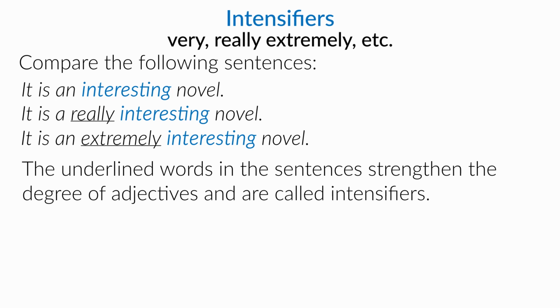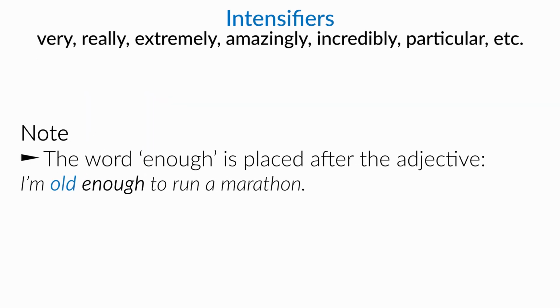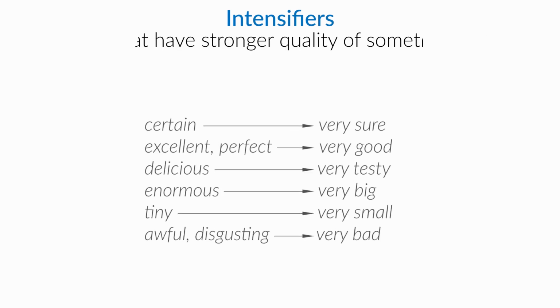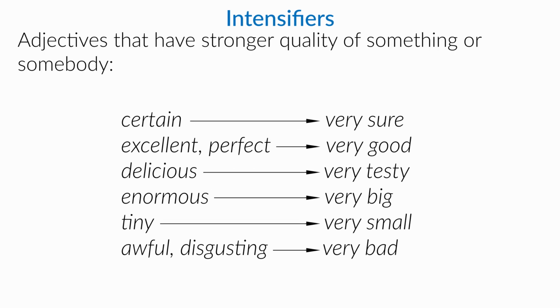Here are just a few general intensifiers that can give adjectives different intensities. Very, really, amazingly, incredibly, extremely, particularly, etc. Note, the word enough is placed after the adjective. I'm old enough to run a marathon. There are also adjectives that have a stronger quality of something or somebody. As an example, it is reasonable to name some of them.